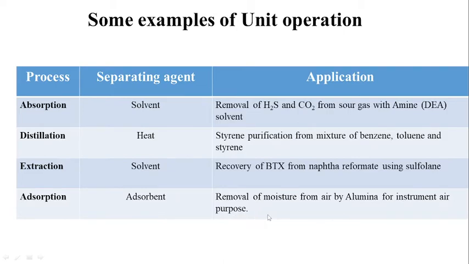The instrument air used in industry is used mainly for controlling the control valve. It is supplied at the top of the control valve. It is at pressure of 3 to 15 psig. So it should be free of moisture in order to prevent the corrosion of diaphragm present in the control valve. So this moisture is removed by using alumina or zeolite in a packed bed adsorber.